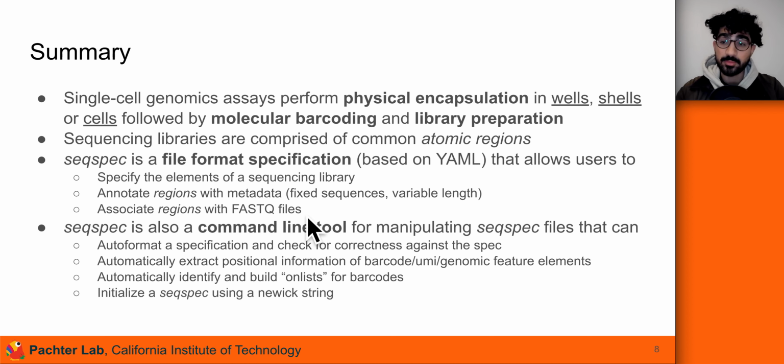seqspec is also a command line tool for manipulating seqspec files that can auto-format a specification and check for the correctness against a spec, that can automatically extract positional information, for example, for barcode, UMI, or genomic feature elements. It can automatically identify and build onlists for barcodes, and seqspecs can be quite easily initialized, or it's quite straightforward to initialize a seqspec using this Newick format that I mentioned earlier. So for more information, please check out the GitHub repository.